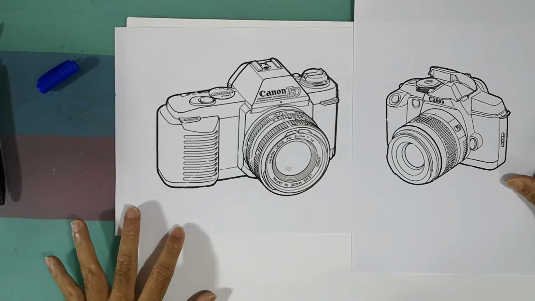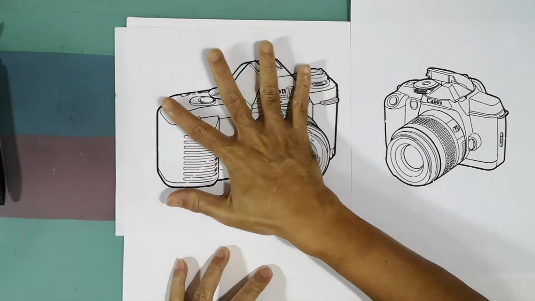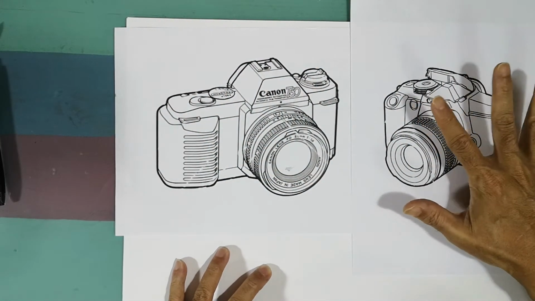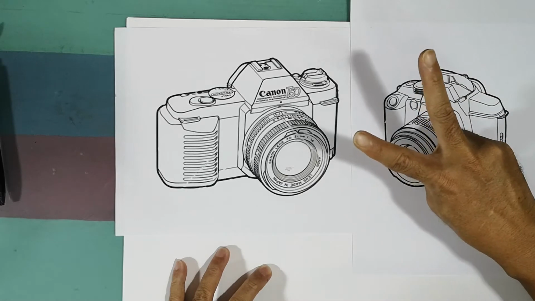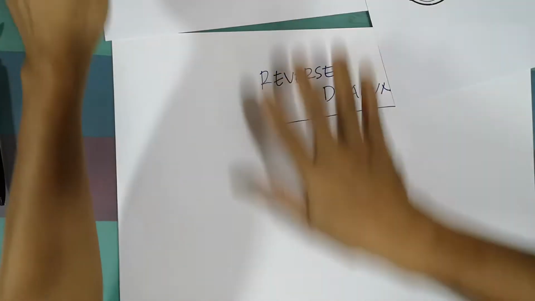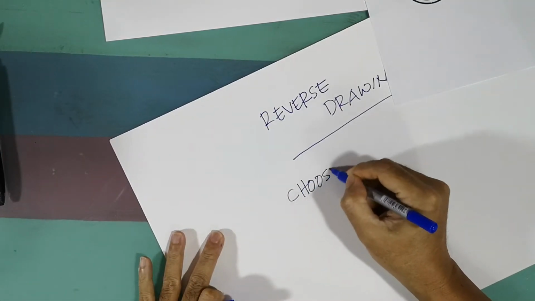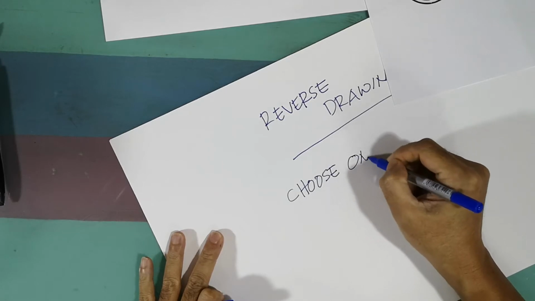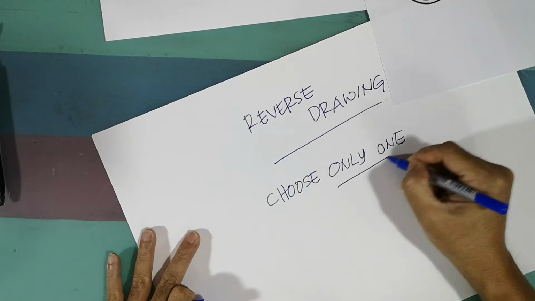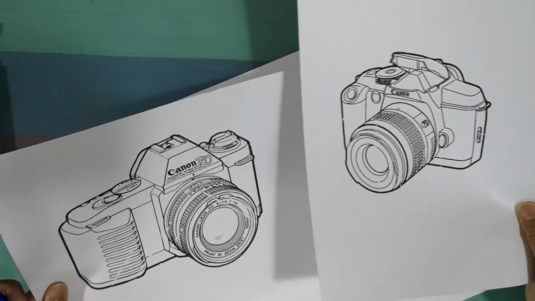So that's how the product actually came from those basic forms. Now in this case, you will have these two. You choose either you want to draw this one or this one, and then again, only 2-point perspective or 3-point perspective. Meaning that here you choose only one, either this camera or this camera.